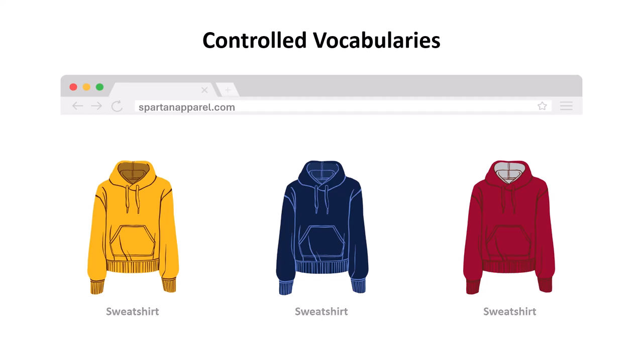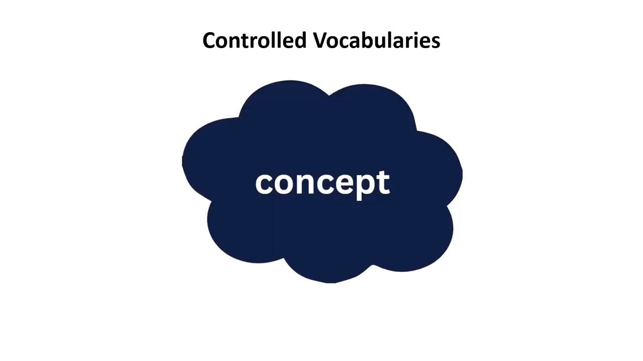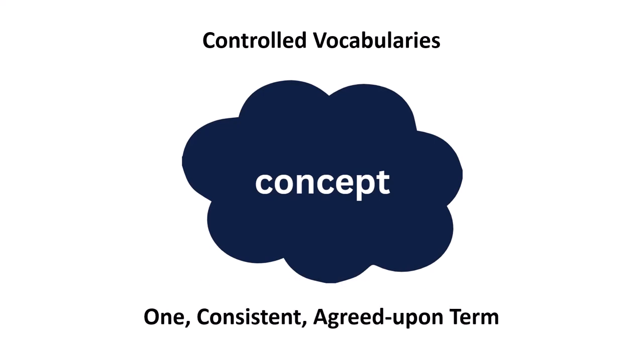If you all just kept using your own terms, every time you wanted to find sweatshirts on your website, you would have to search for each of the different terms to locate the relevant items. And other people who come to your website might not even consider using the term jumper, so their searches would never return a portion of the sweatshirts you sell, and they'd have an incomplete picture of what's available. A controlled vocabulary solves this problem by designating one consistent, agreed-upon term for a given concept.